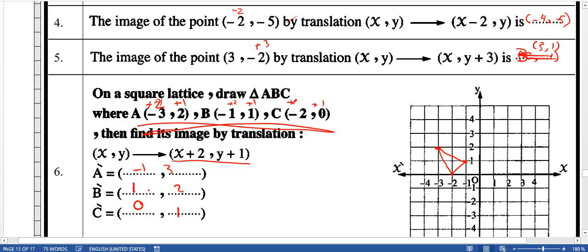After that we will put this point in the coordinate plane, (-1, 3) here, (1, 2) here, and (0, 1). And match these points. This is the image of the triangle by translation 2 and 1.